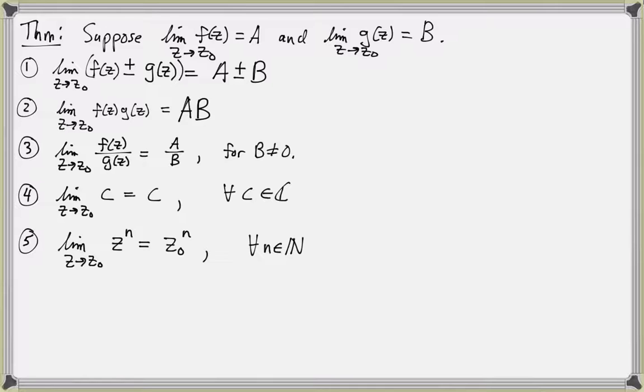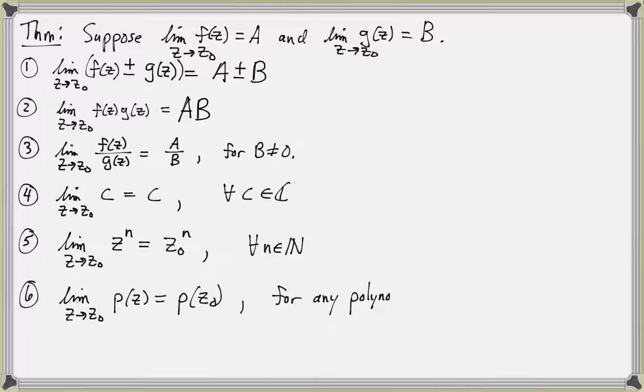So when we combine the limit of a constant equals that constant, the limit of the power z to the n equals z0 to the n, and the sum and difference rule, we see that polynomials are just sums and differences and products of these monomial terms. So we see that the limit as z approaches z0 of p of z will equal p of z0 for any polynomial p of z.